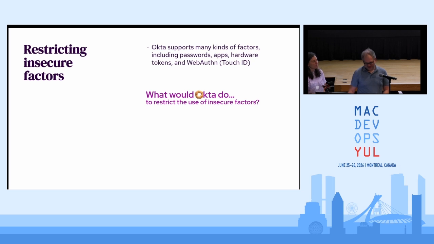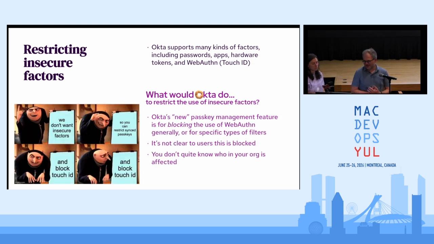So I think the question here is about what Okta would do, or what Okta would tell you to do, to restrict the use of insecure factors, or whatever you may want to do here. So I guess it's a question, but I'm just going to go through this. Okta has documentation about their new passkey management feature that lets you block WebAuthn in general, or filter down the types of authenticators that can be used.